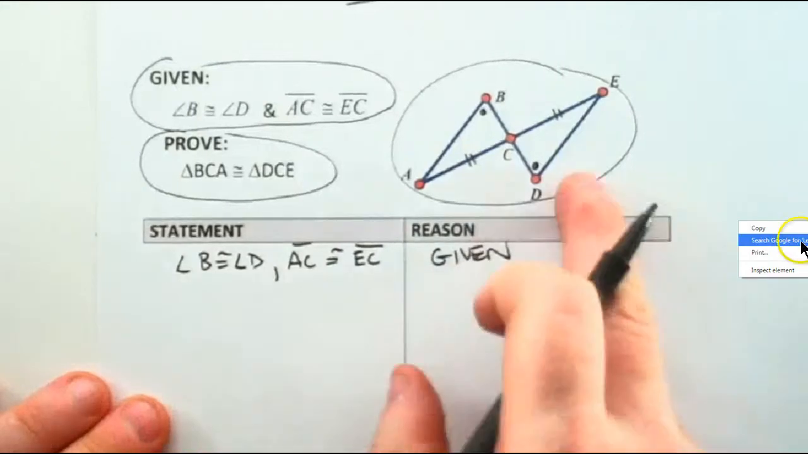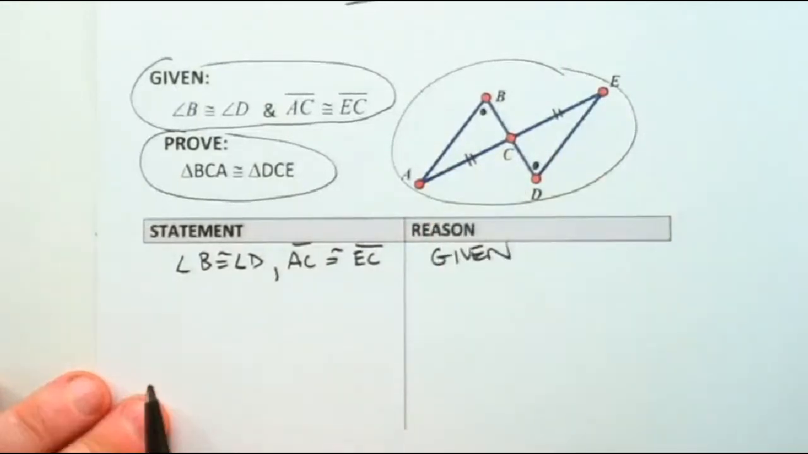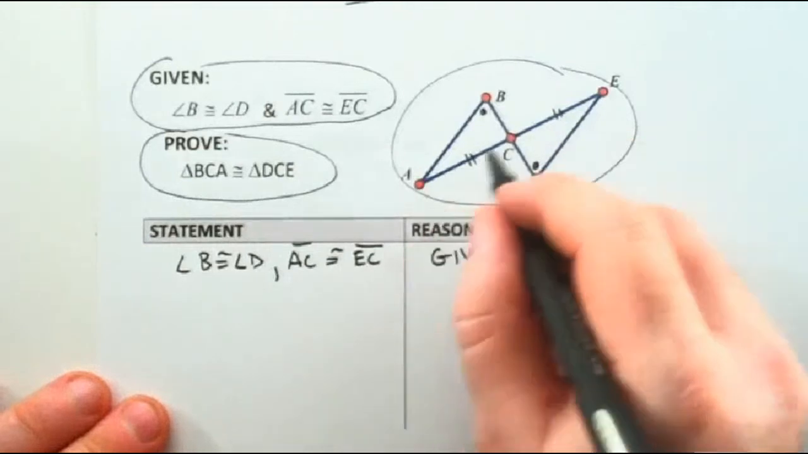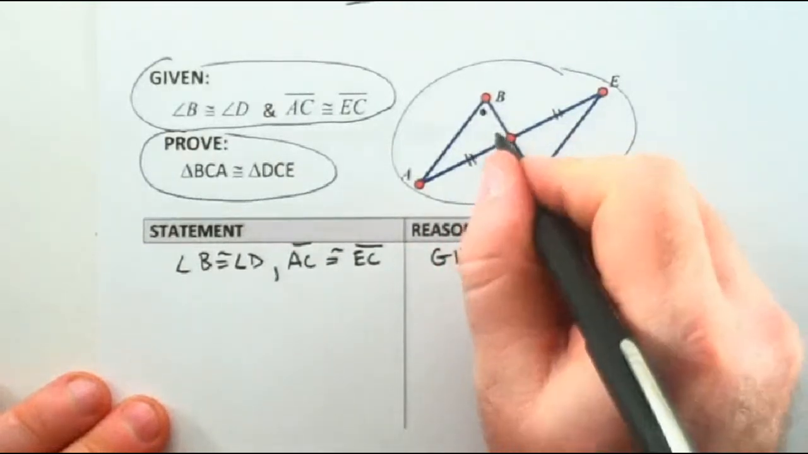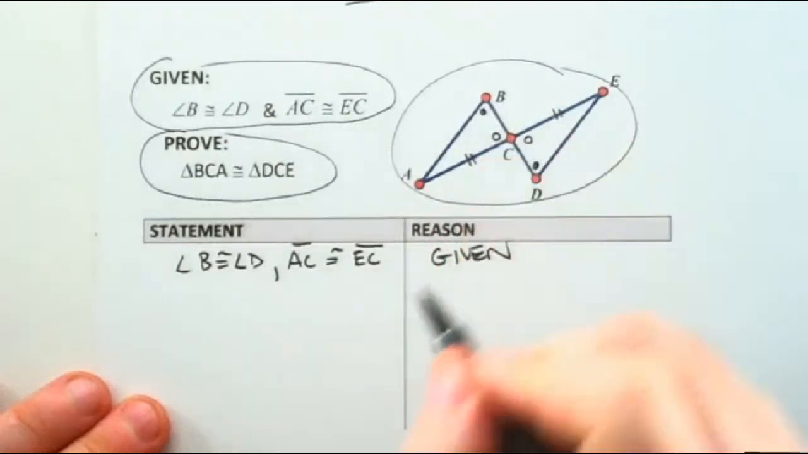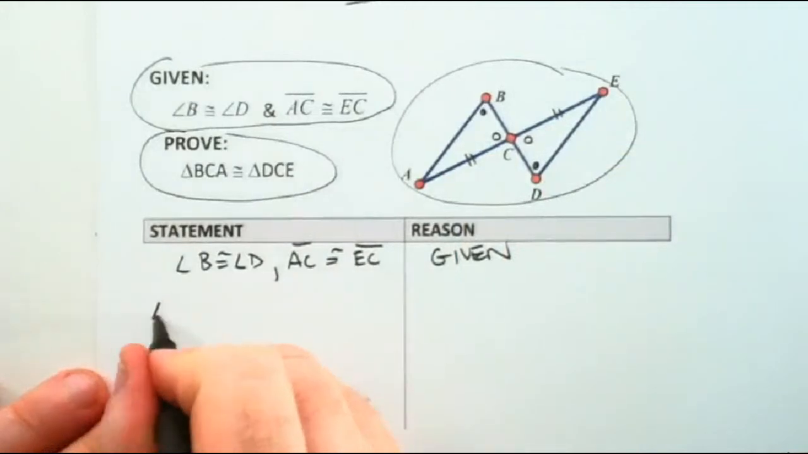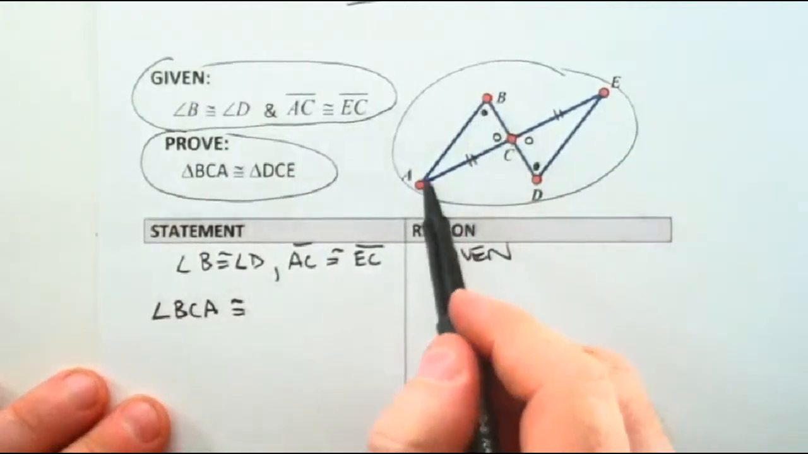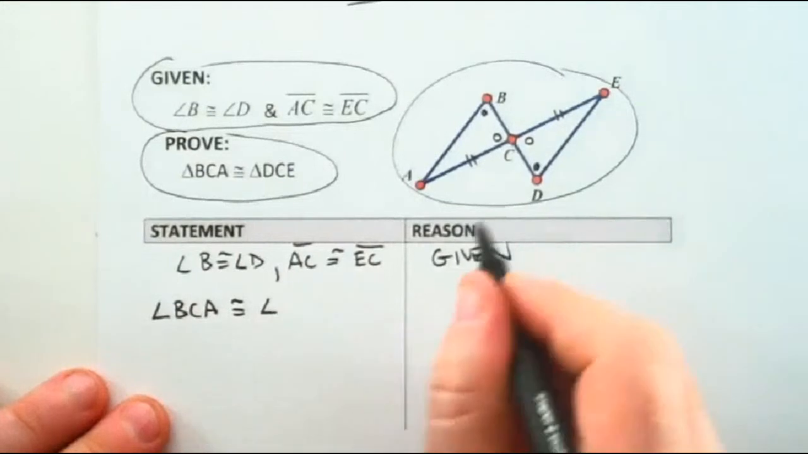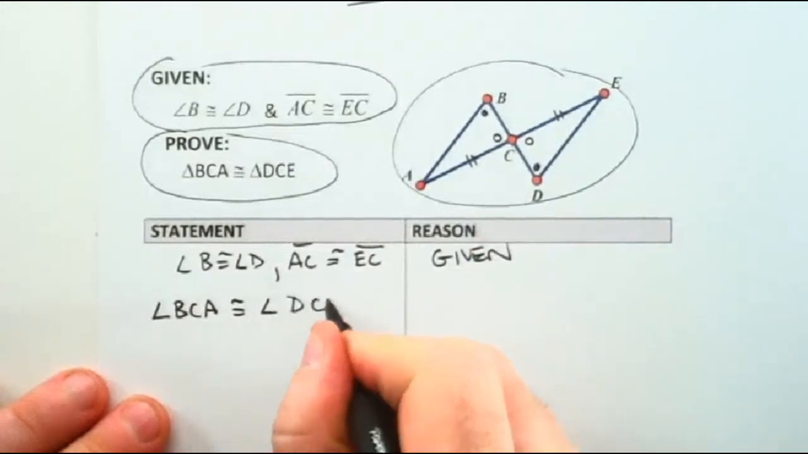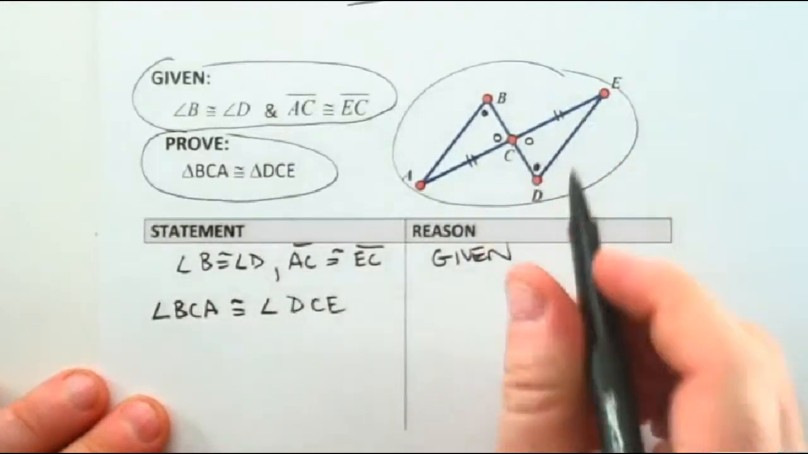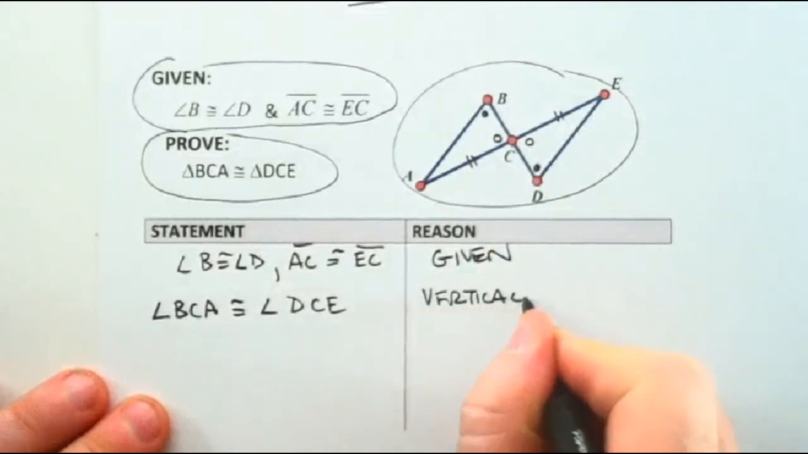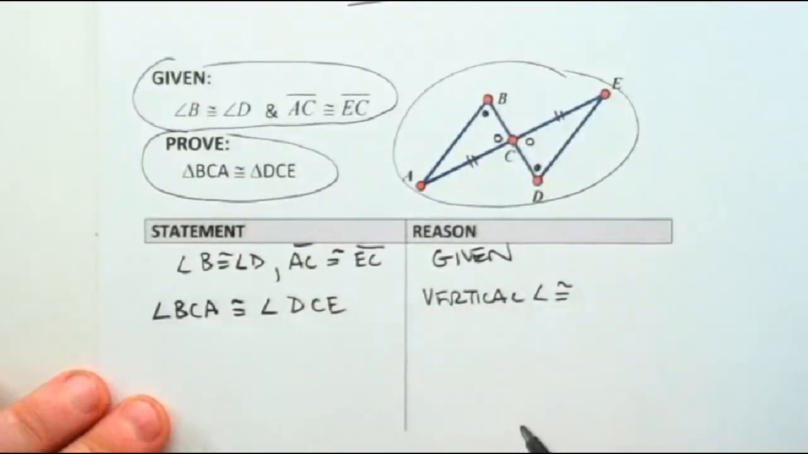But I'm done, I need more information. And then I realize that when 2 segments cross like this, you get vertical angles. These 2 angles must be equal. Angle BCA has to be congruent to angle DCE, because vertical angles are congruent.